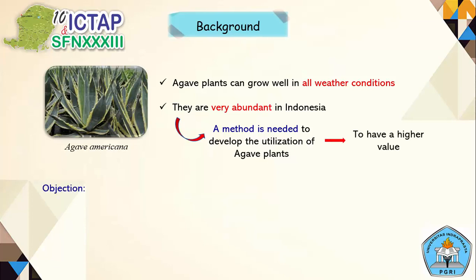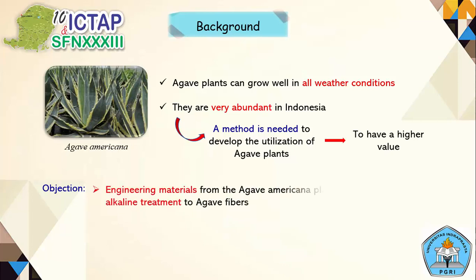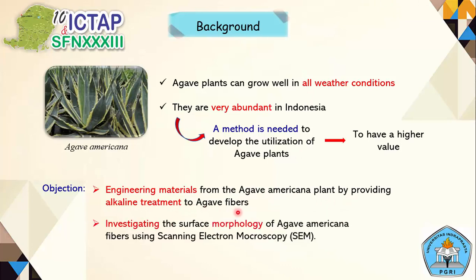The objectives of this research are to engineer material from the Agave americana plant by providing alkaline treatment to agave fiber, and to investigate the surface morphology of Agave americana fiber using SEM, or scanning electron microscopy.